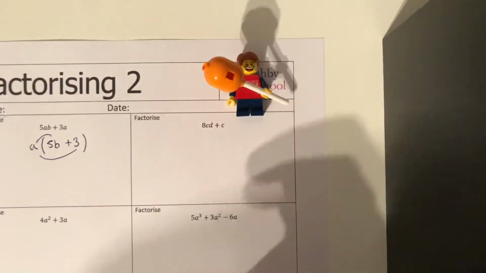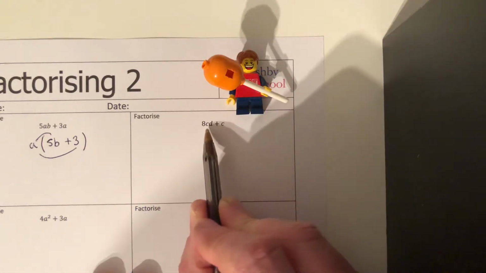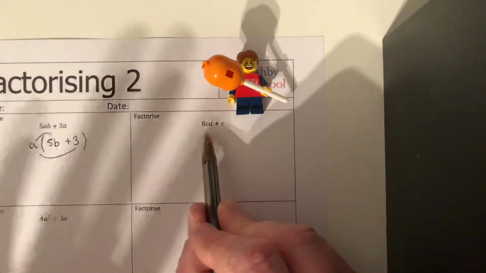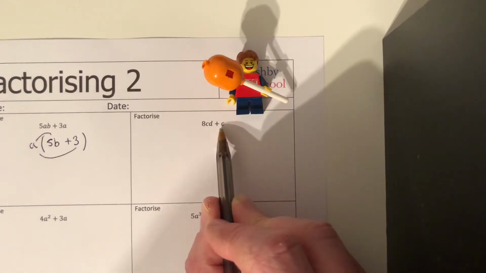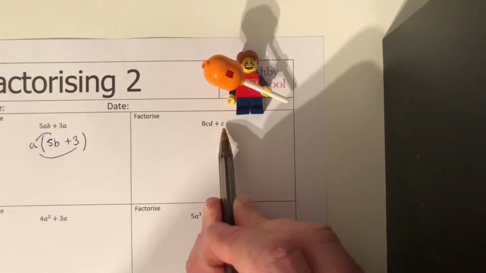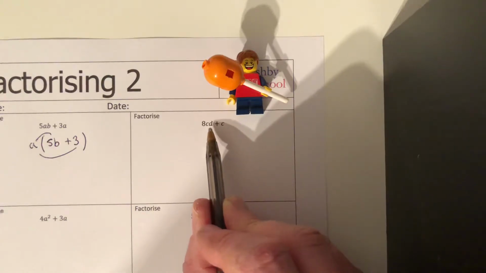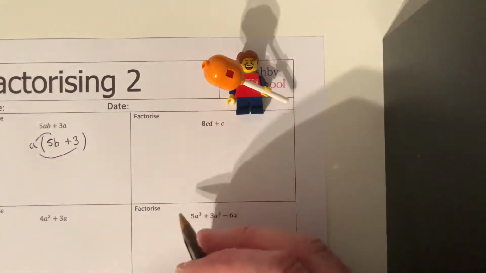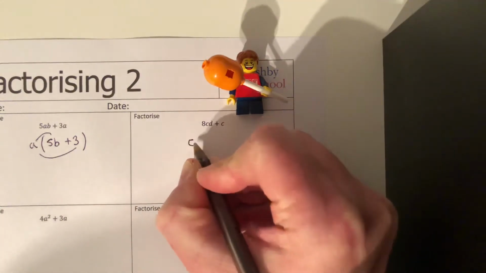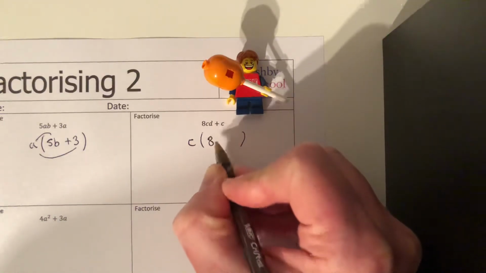Okay, let's look at this next one, 8cd add c. Just the same: number, 8 and an invisible 1, but highest common factor 1, don't worry about it. c and c, there are two c's, so that's common to both. d is in the first, but not in the second. So only c is common to both bits. So we take the c out. What do I times c by to get 8cd, or all the rest? It's just going to be 8d.